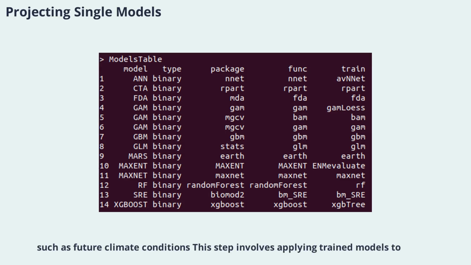as future climate conditions. This step involves applying trained models to novel data and interpreting the resulting predictions. By comparing projections from multiple models, we can assess the robustness of our forecasts and identify areas of agreement or uncertainty. This forward-looking approach is vital for conservation planning and ecological forecasting.